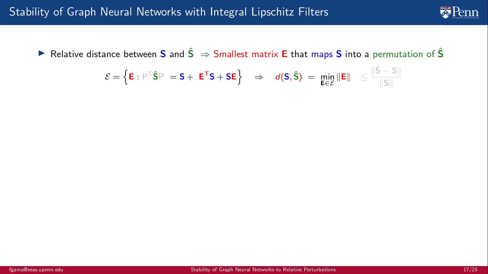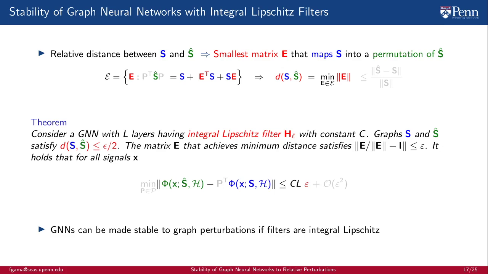In particular, it is small if the graphs are close to being permutations of each other. Now we can get a stability result when the GNN consists of filters that are integral Lipschitz. Consider a GNN with L layers having integral Lipschitz filters H_L with constant C. Graphs S and S hat are such that their relative distance is less than or equal to epsilon over 2.